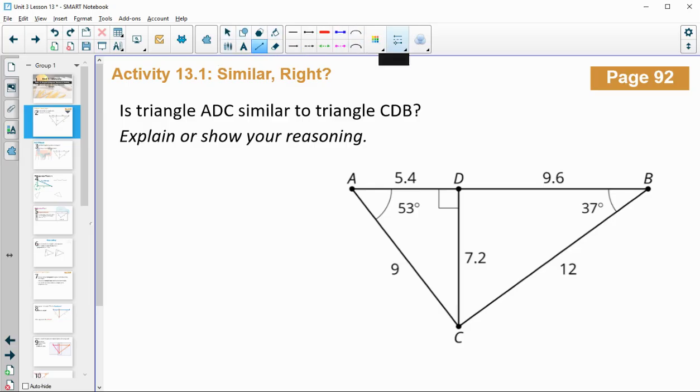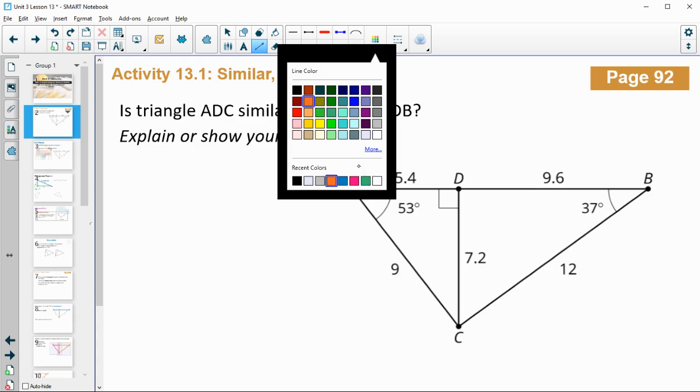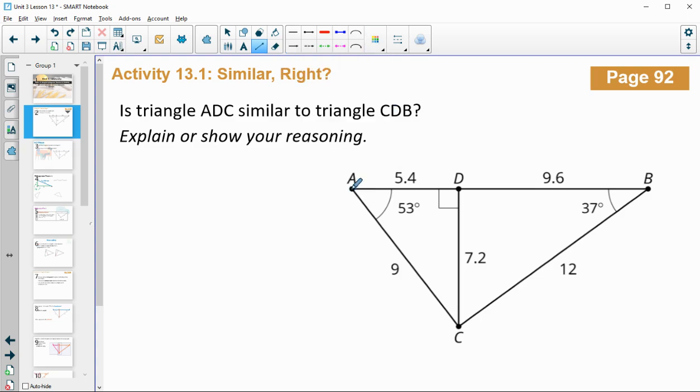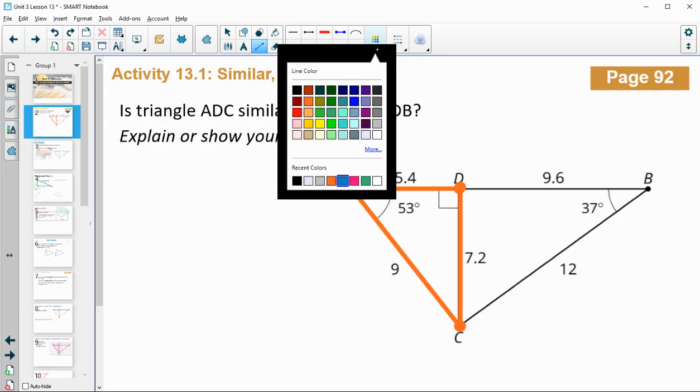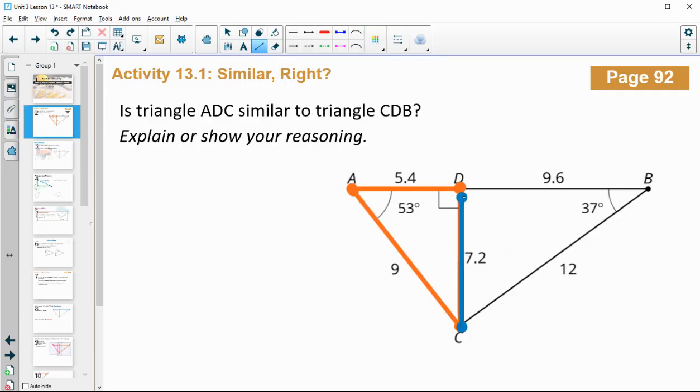Let me get some color in here to highlight which triangles we're looking at. Here's triangle ADC. And then triangle CDB is this one. CDB would be this triangle over here. So we're trying to decide if these two triangles are similar.